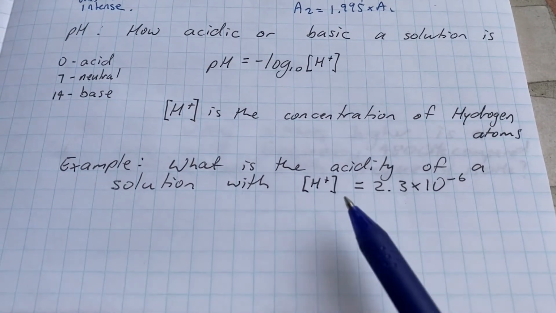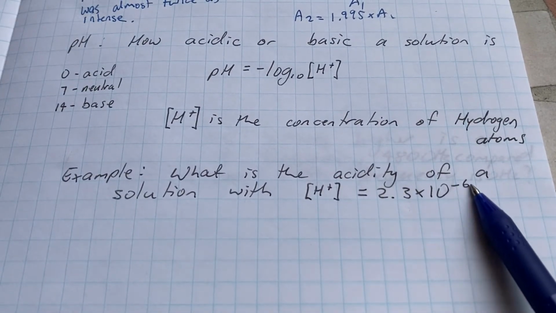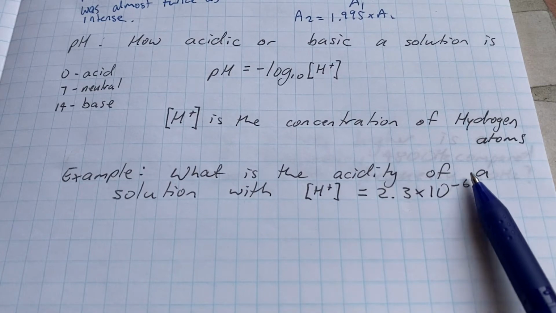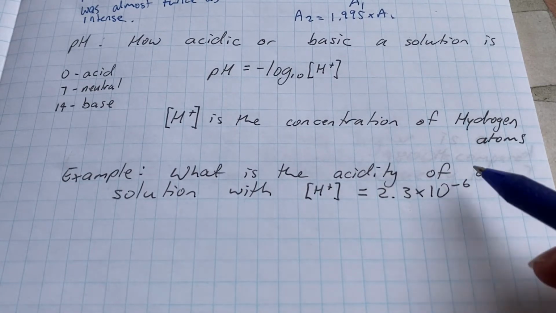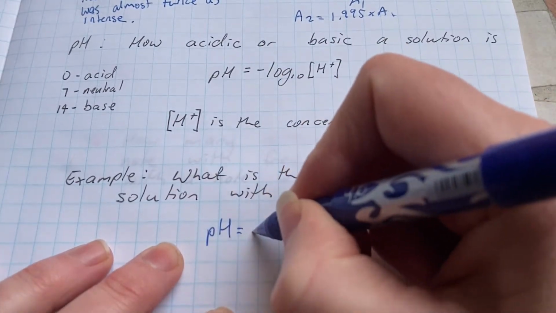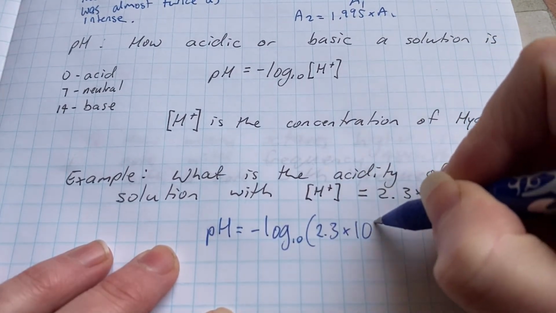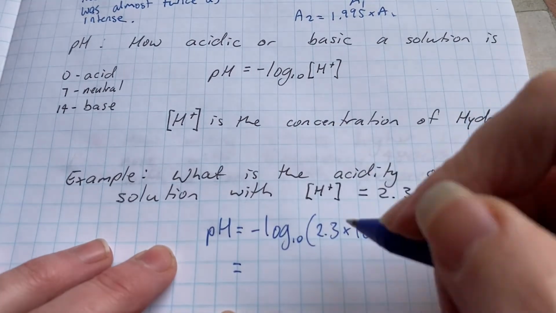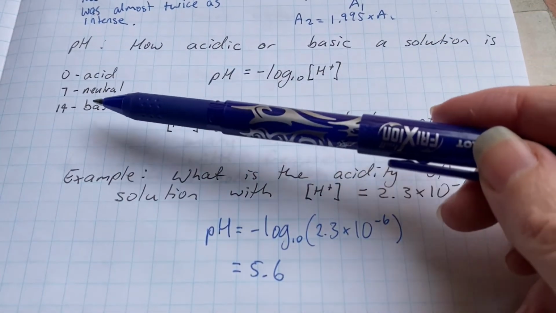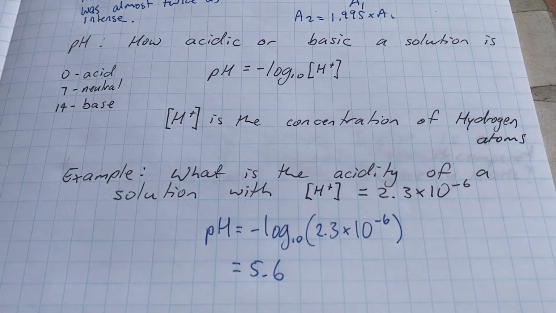What's the acidity of a solution with hydrogen atoms with a concentration of 2.3 times 10 to the power of negative 6? Now, this power here is generally going to be pretty close to the answer when it's written in scientific notation. So I'm expecting something pretty close to negative 6, and this is just plugging this number into that formula. So the pH here is equal to negative log base 10 of 2.3 times 10 to the negative 6. And if you put that into your calculator, that is 5.6. So it is acidic. So it's below 7. So it is an acid, not a base.